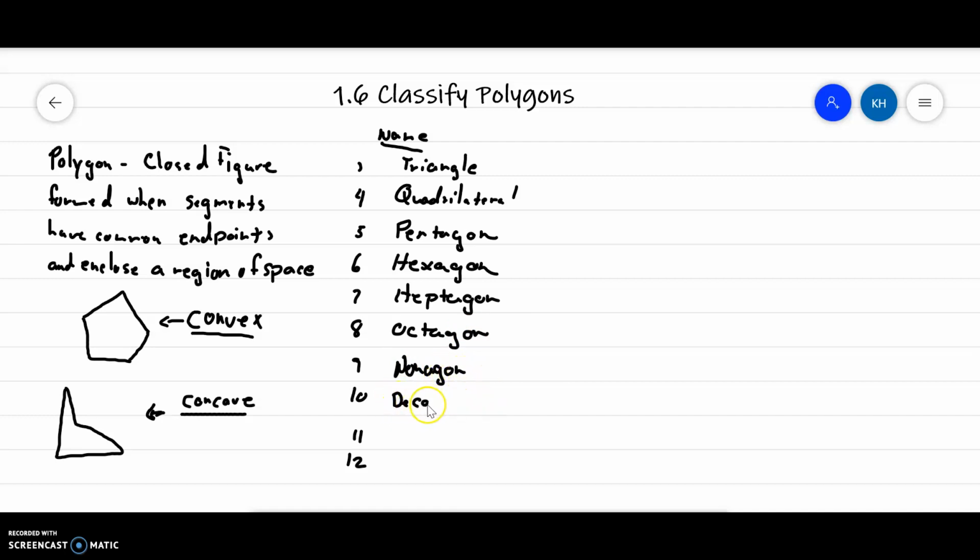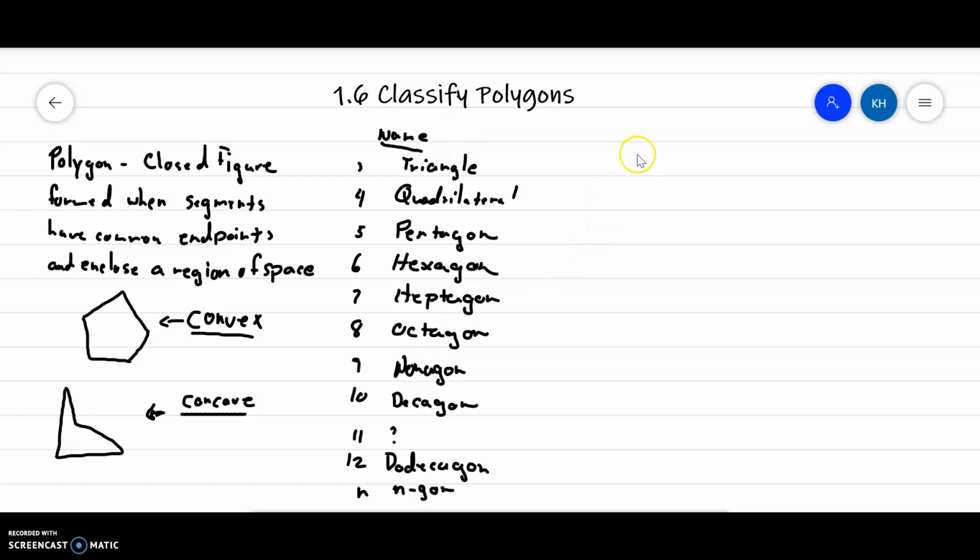Deca means 10, so decagon. You get to figure out what an 11-sided polygon is. 12-sided is dodecagon. There is a name for an 11-sided polygon. I'm not telling you though. Alright, you can look that up. It might be a bonus question someday. And then if it just has n sides, anything more than 12, we can call it an n-gon. So we'll be classifying objects based on their name.